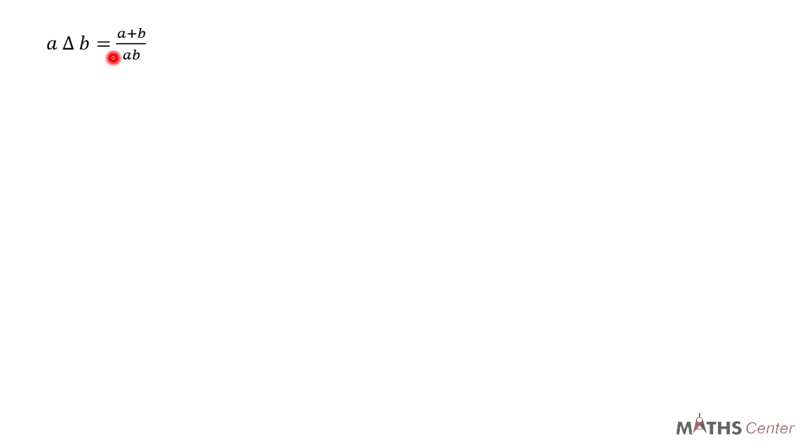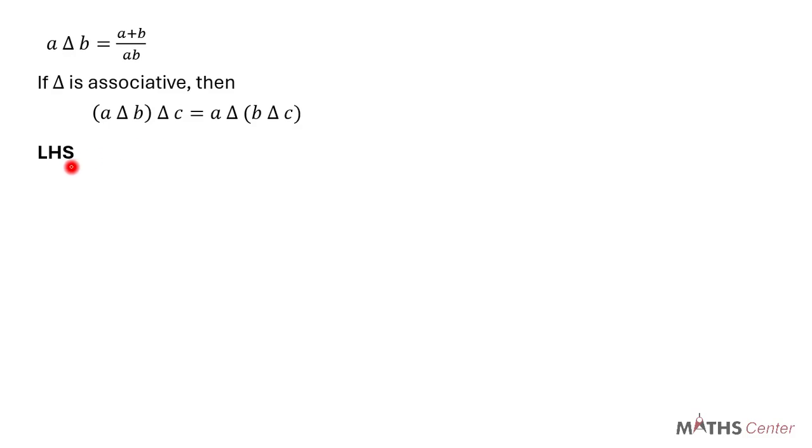The definition for the binary operation is a delta b is equal to (a plus b) divided by ab. We have learned that if delta is associative, then (a delta b) delta c will be equal to a delta (b delta c). So here we will compute what is on the left hand side, and then what is on the right hand side, and afterwards we will compare our answers to see whether they are the same. Let's begin with what is on the left hand side.